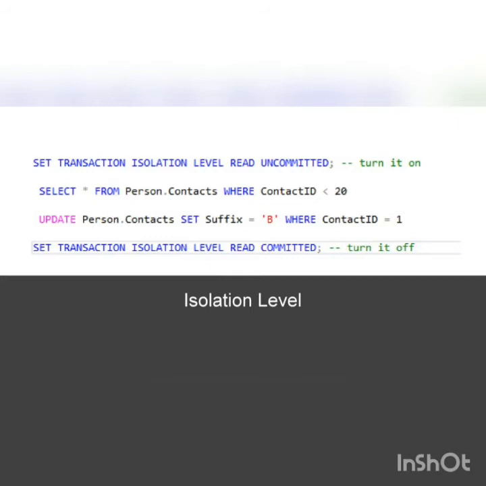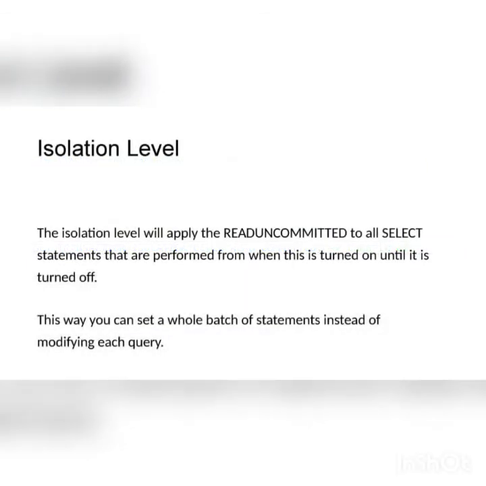This is one important thing apart from the locking system. If you are using locking, NOLOCK, ROWLOCK, that is important. But isolation level, read committed and read uncommitted, is very important when we are talking about SQL slowness. The isolation level will apply read uncommitted to all select statements performed from when it is turned on until it is turned off. This is the way you can set a whole batch of statements instead of modifying each query.